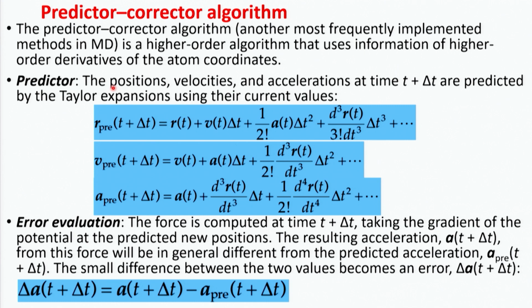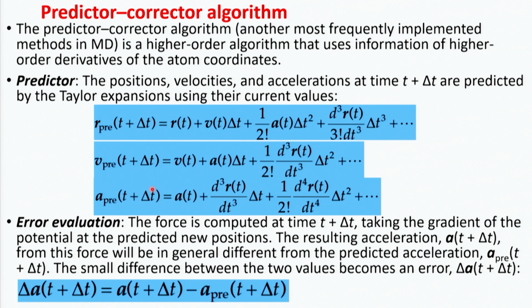So we use the predictor. The position, velocity and acceleration at time t plus delta t are predicted by the Taylor expansion using their current value. That means if you want to get the position, velocity and acceleration at time t plus delta t, we use the position at time t, velocity at time t, acceleration at time t. Okay, so these are the predictions: prediction for position, prediction for velocity, prediction for the acceleration. As you can see, we are also using some of the higher order differentials in the prediction.